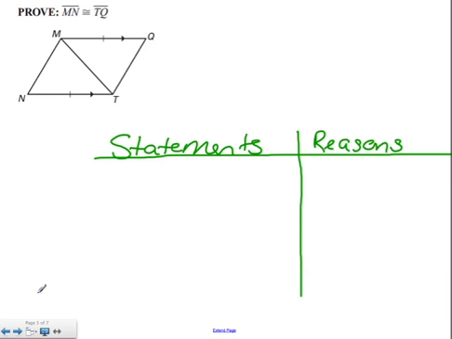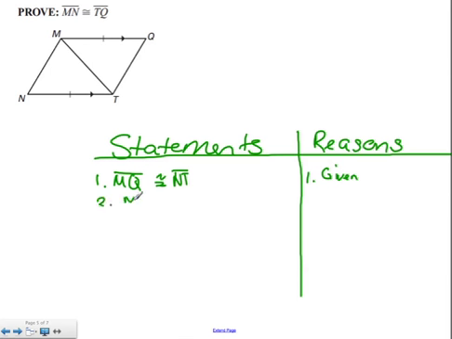We'll look at some proofs really fast. To start off with these, I'll try to use my best handwriting. We're given some information. We know that MQ is congruent, that's the top part, is going to be congruent to NT, that's the bottom part, and that's given to us.